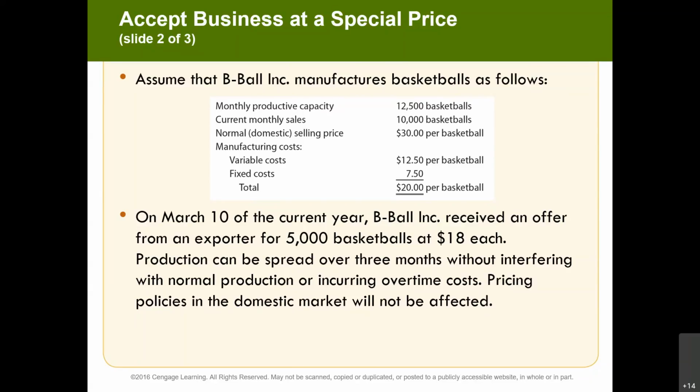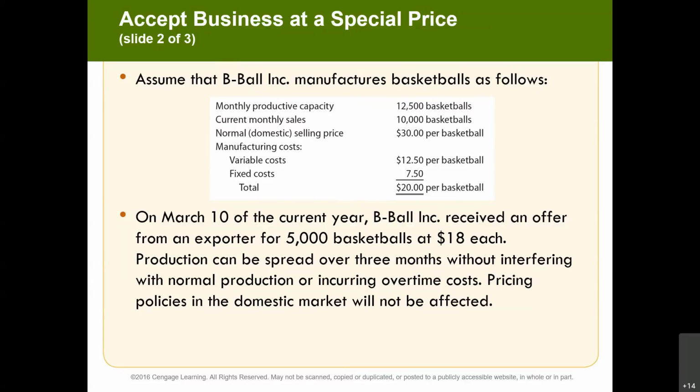So let's look at the manufacturing cost for a basketball. The variable costs are $12.50. As you know, variable costs include the materials, direct labor, and factory overhead. And of course, there are fixed costs, which are things like insurance and the other fixed overhead components. That gives us a total manufacturing cost of $20 per basketball. That's not bad. That means I'm getting $10 in profit per basketball at the domestic price.